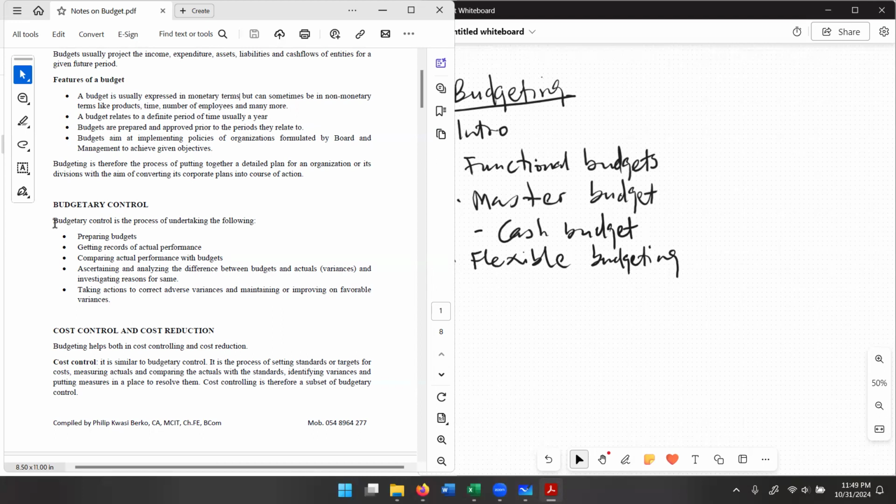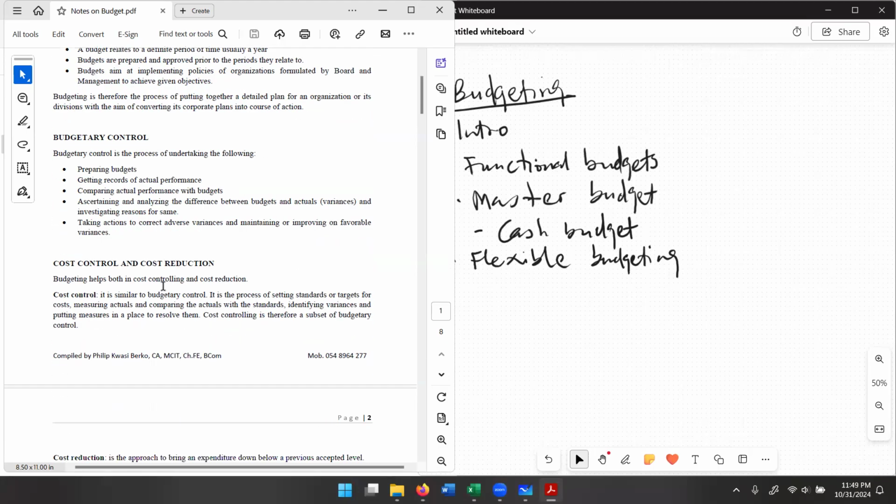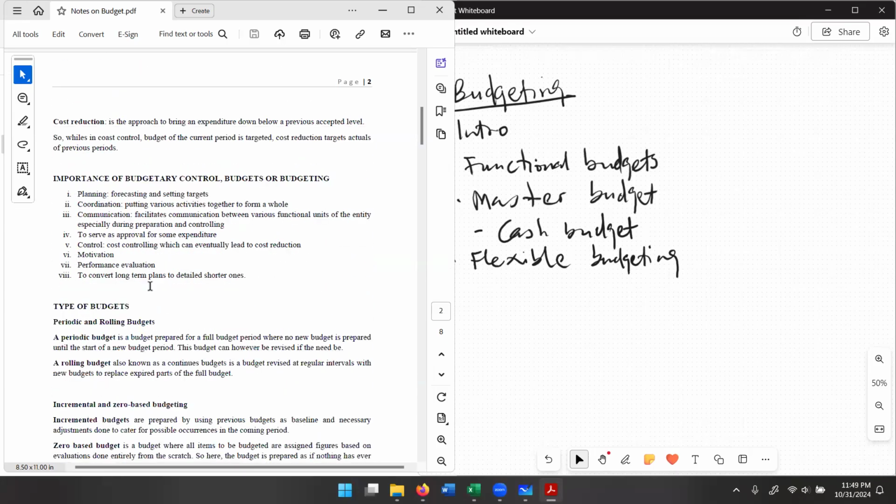So you have a budget, get actuals, compare the two, identify variances, analyze and understand the variances, and put measures in place to improve the variances. That whole process is known as budgetary control. Cost control and cost reduction. You can read importance of budgetary control, or importance of budgeting, or importance of budget. They have a lot there.